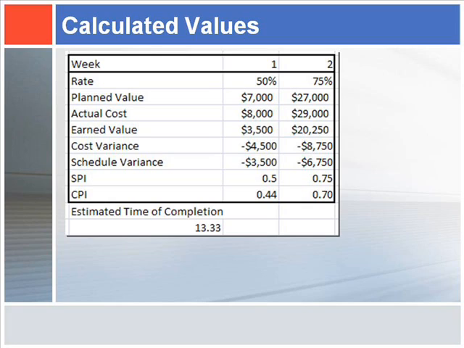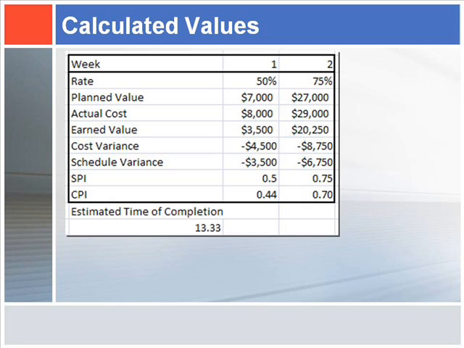Beginning with the earned value for week 1, we took the planned value of $7,000 and multiplied it by 50% and got $3,500. For cost variance of week 1, we took earned value, which is $3,500, and subtracted it from the actual cost of $8,000, getting a total of negative $4,500. For schedule variance of week 1, we took earned value, $3,500, and subtracted planned value of $7,000 and got negative $3,500.